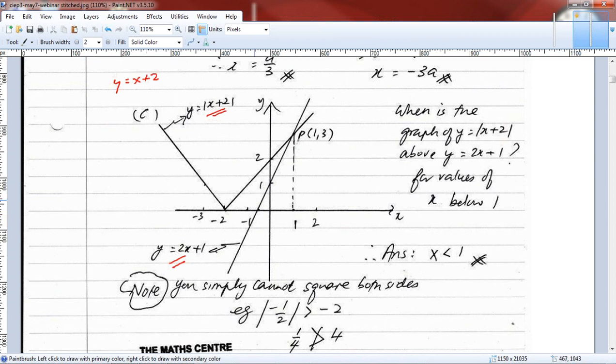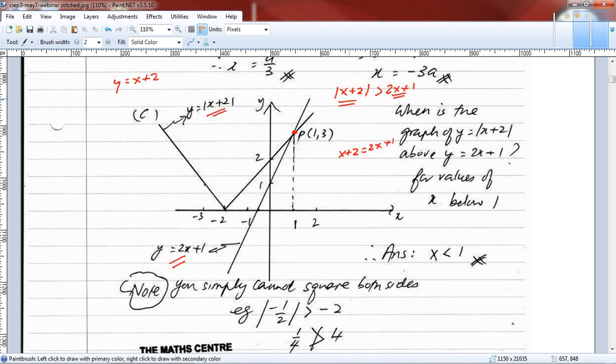Then you're asking yourself, what is our question? Our question is, we're asked to solve this inequality, mod x plus 2 bigger than 2x plus 1. So you ask yourself, when is this graph lying above this graph? You can solve for this point of intersection. We have x plus 2 equals 2x plus 1. Solving this, you'll get the value of x equals 1.